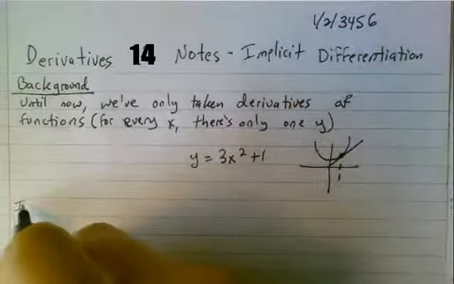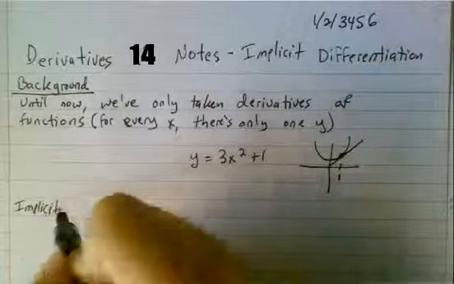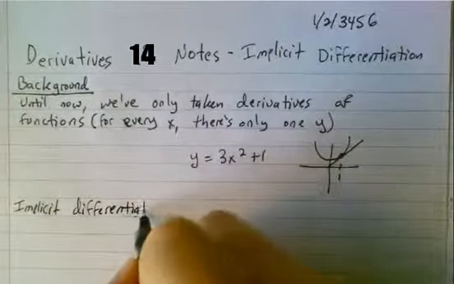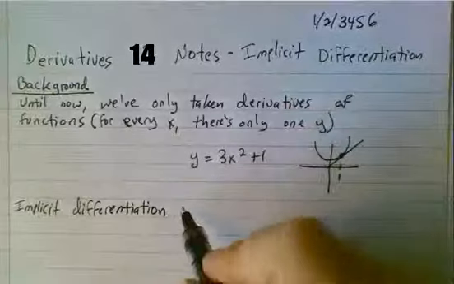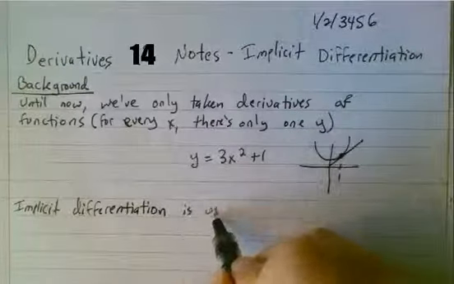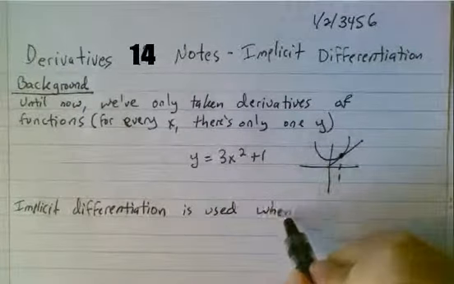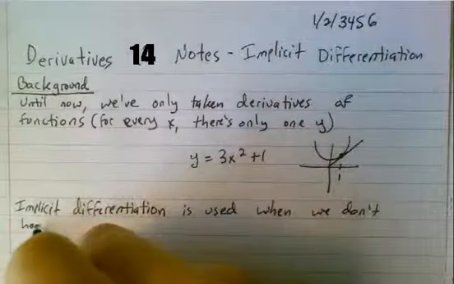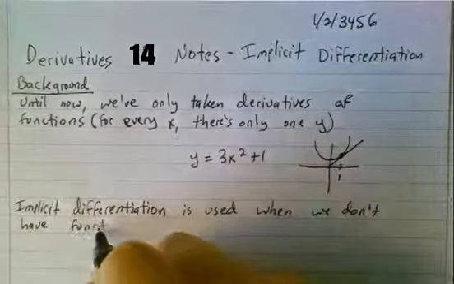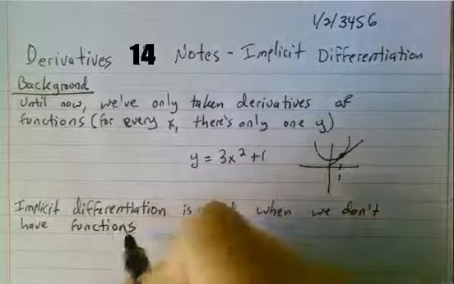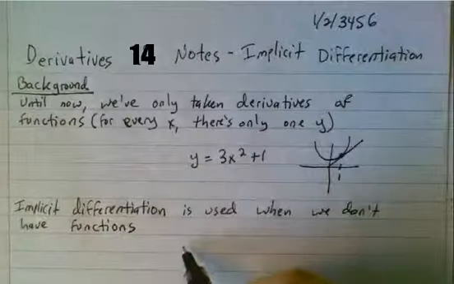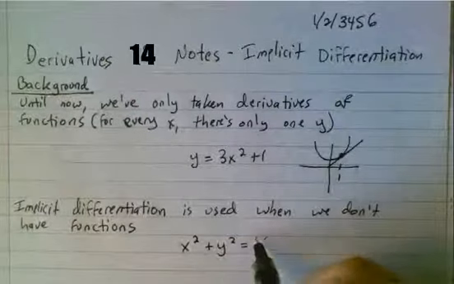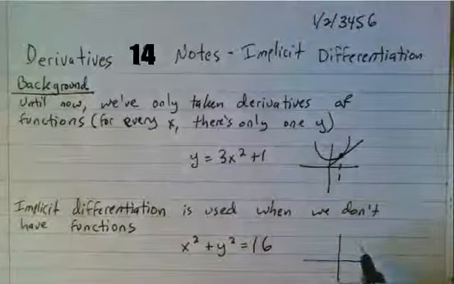Implicit differentiation is used when we don't have functions. For example, if we have the equation x squared plus y squared equals 16, that's the equation for a circle.